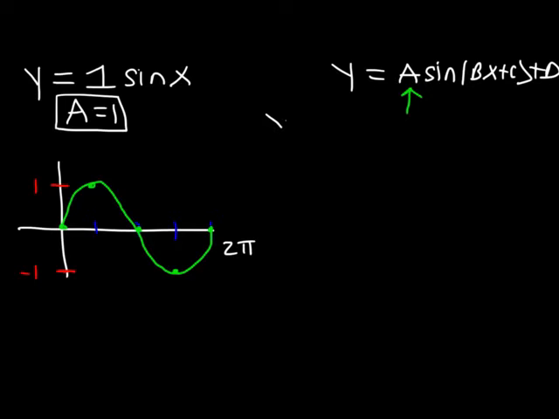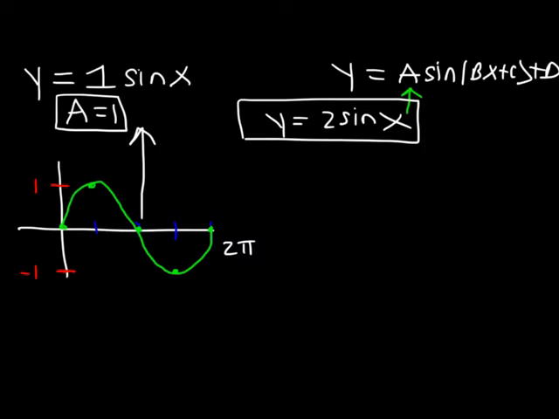Now what if we wanted to graph 2 sine x? So if we increase the amplitude, this graph is going to stretch vertically.